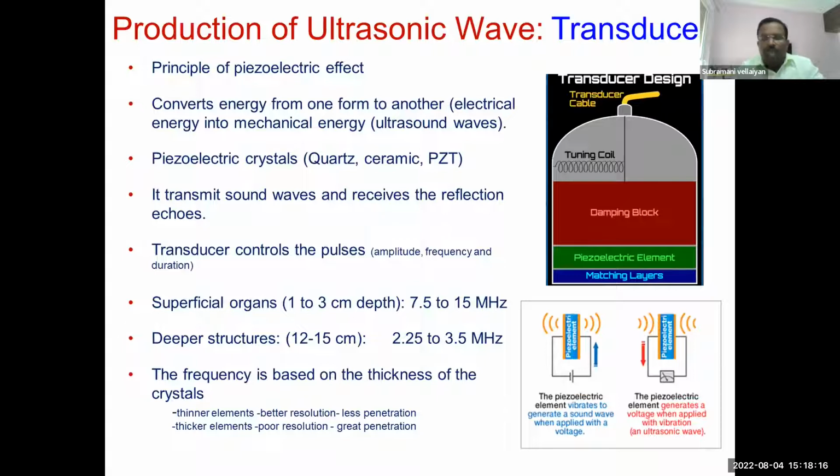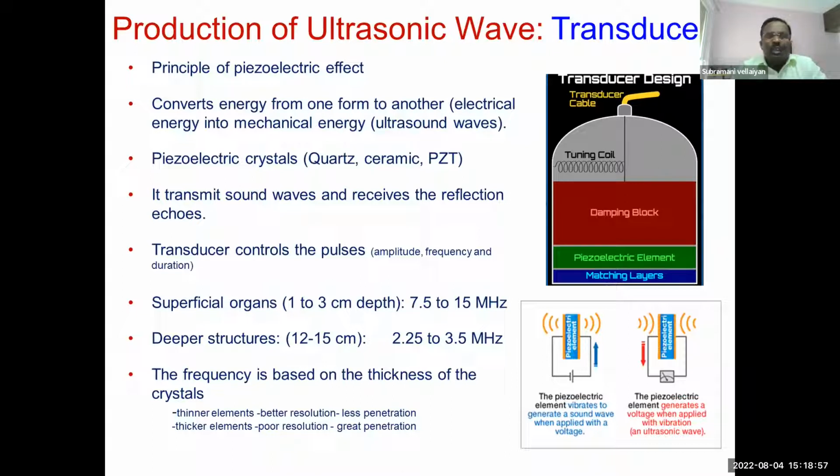So what is the source? In the case of X-ray, we know that the source is electromagnetic radiation, and for radionuclide imaging it is a radioactive source, whereas in the case of ultrasound imaging, what is the source of production of ultrasound waves? That is nothing but the transducer. Basically the transducer operates based on the piezoelectric principle, which converts energy from one form to another, that means electrical energy into mechanical energy, which is the ultrasound.